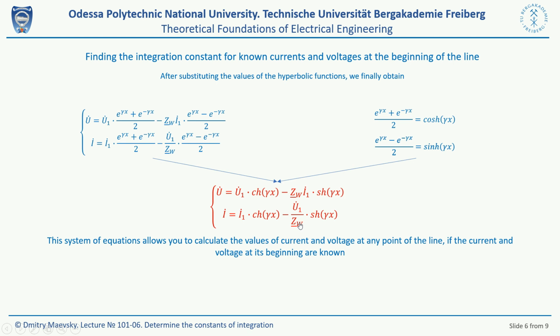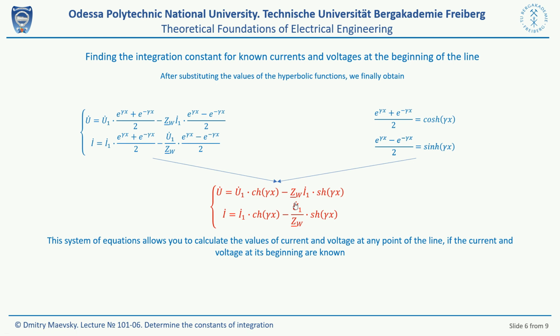Note that the wave impedance is only used to find voltage from a known current in the first equation and to find current from a known voltage in the second equation. In fact, we can say that the wave impedance is used in these equations in formulas that are Ohm's law.